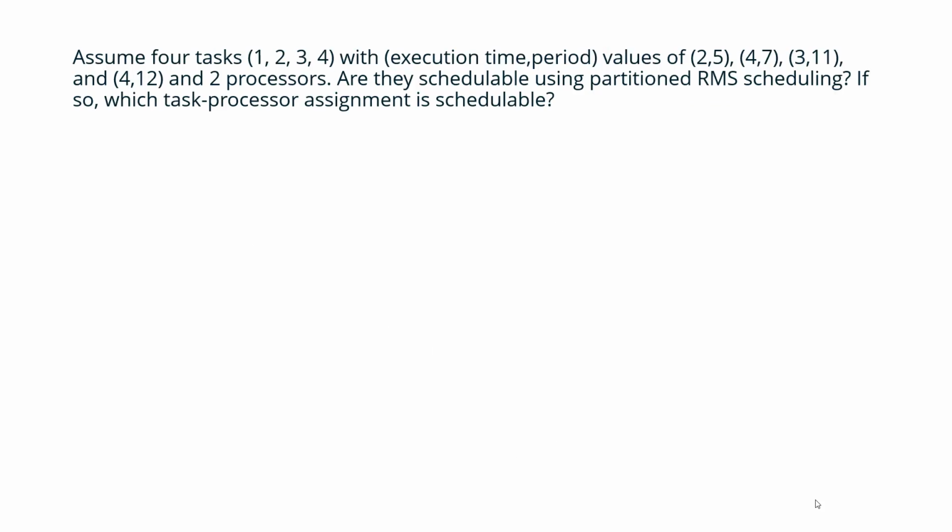Okay. All right. Assume 4 tasks, 1, 2, 3, 4, with execution times and periods 2/5, 4/7, 3/11, and 4/12, and 2 processors. Are they schedulable using partitioned RMS scheduling? If so, which task processor assignment is schedulable? So this is partitioning. Remember, partitioning is when you just have each task associated with a specific processor. That simplifies the problem a bit, although not really, because there's a combinatorial number of ways to do that assignment.